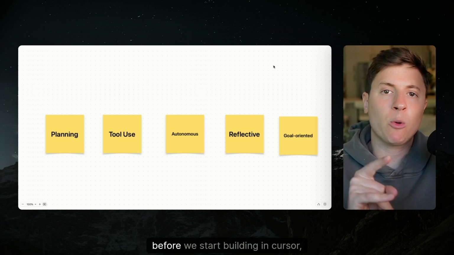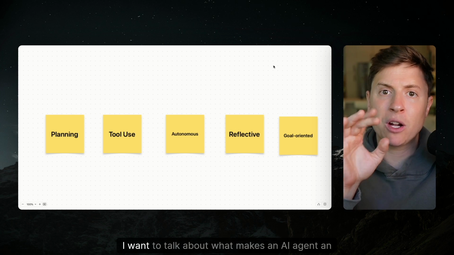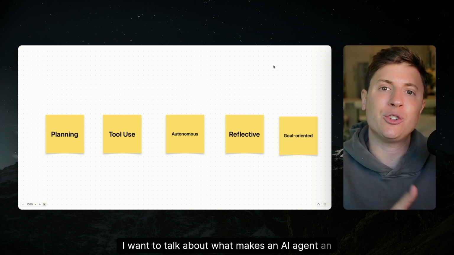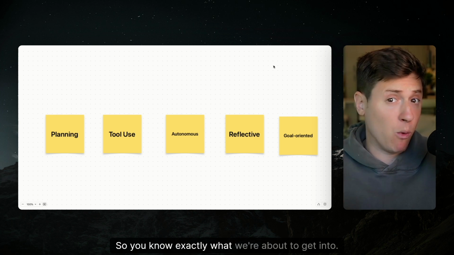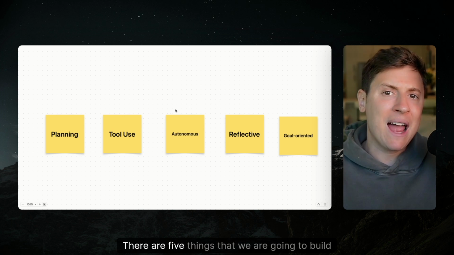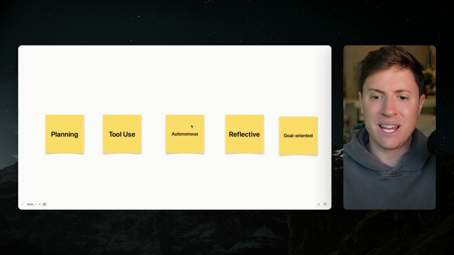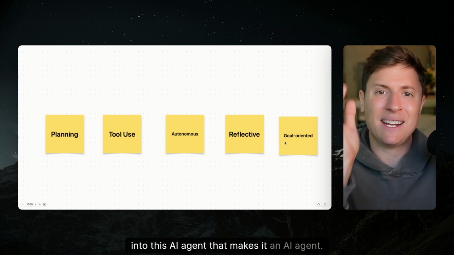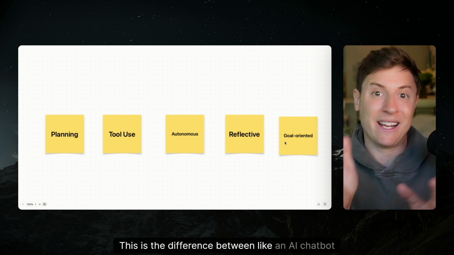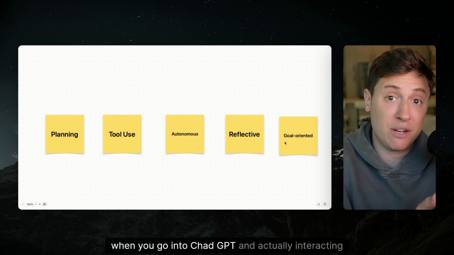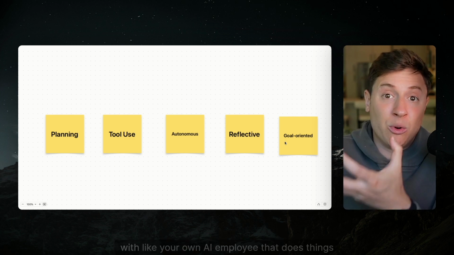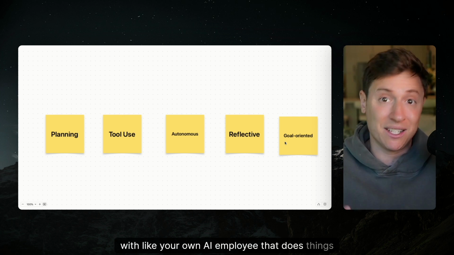So real quick, before we start building in Cursor, I want to talk about what makes an AI agent an agent so you know exactly what we're about to get into. There are 5 things that we are going to build into this AI agent that make it an AI agent. This is the difference between an AI chatbot, when you go into ChatGPT, and actually interacting with your own AI employee that does things for you.